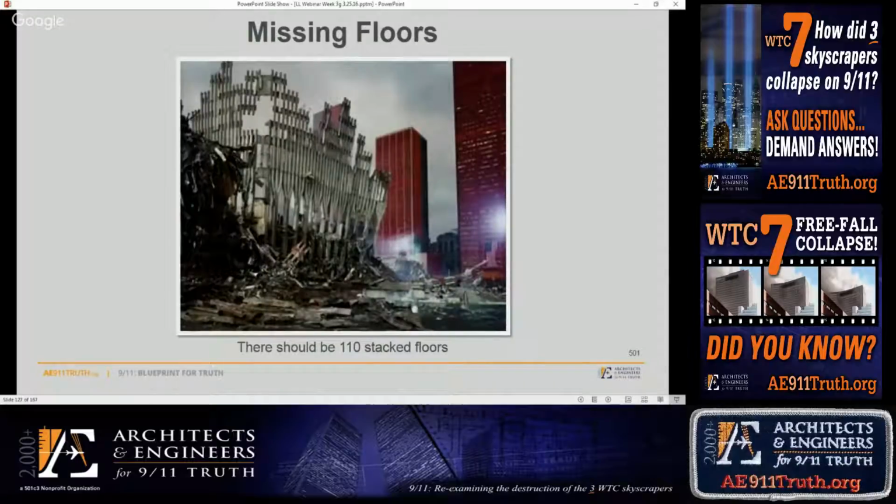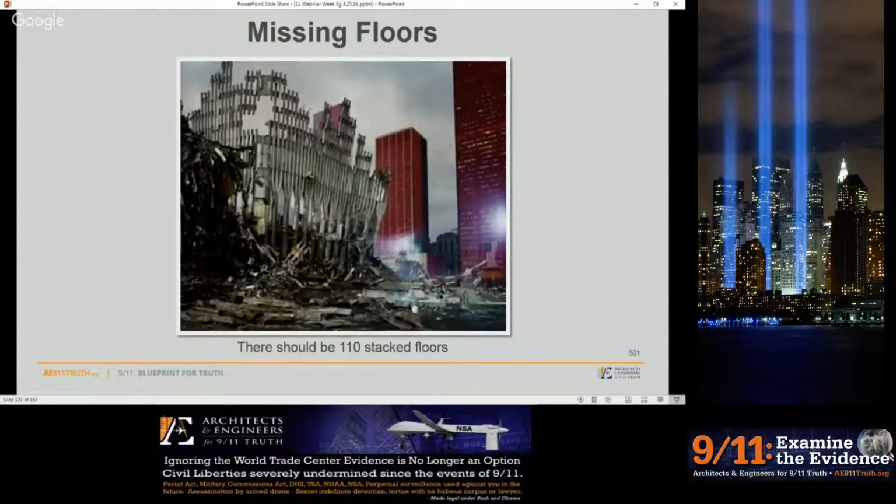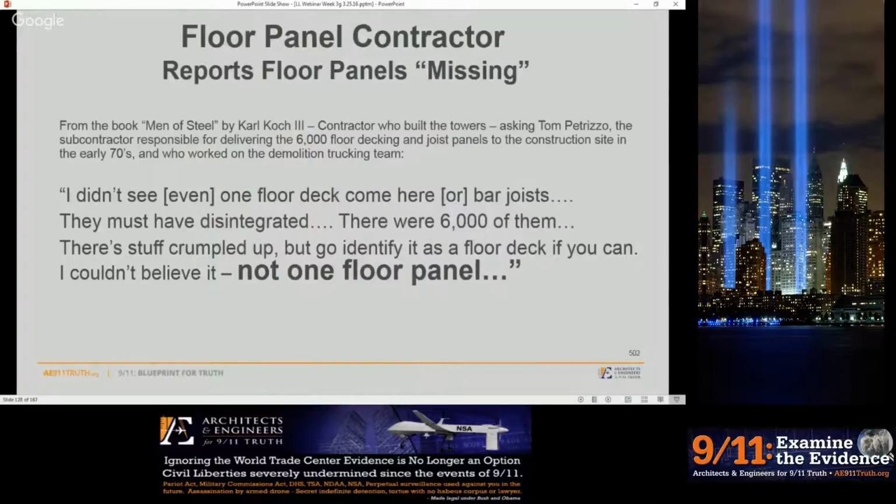Well, we should have 110 steel and concrete floors that should be stacked up in a pancaking collapse. Tom Patrizio was one of the contractors who delivered those floor panels, and he's back helping with the cleanup. He says, not one floor panel. Where did they all go? There were 6,000 of them.